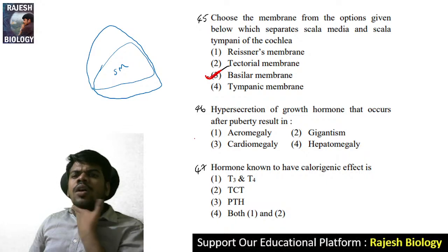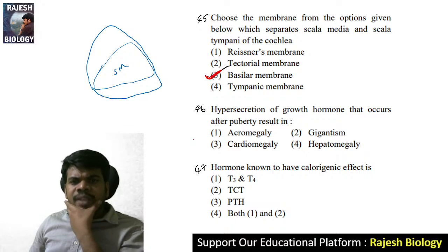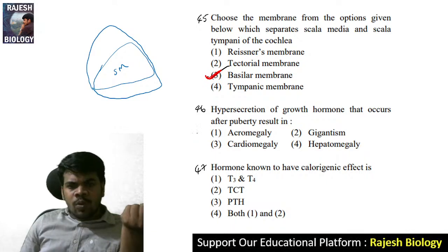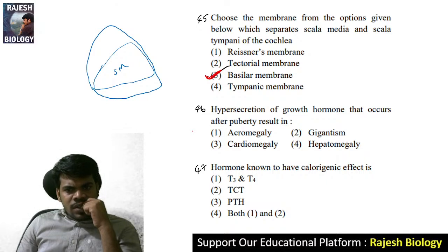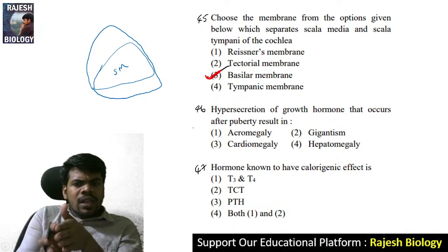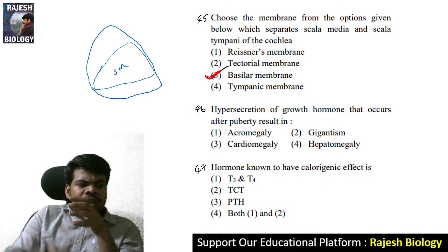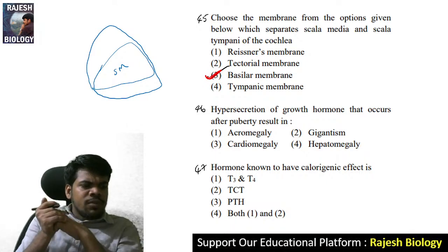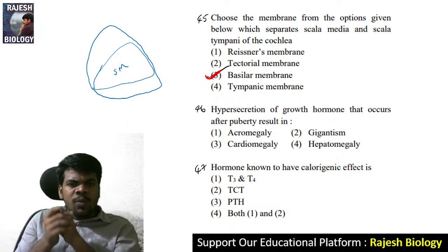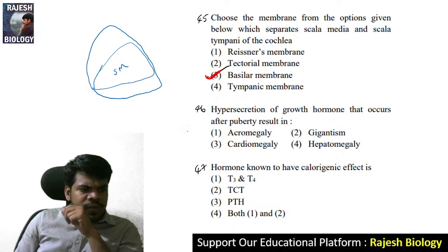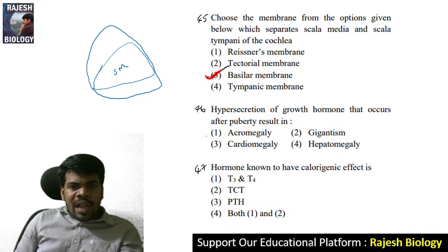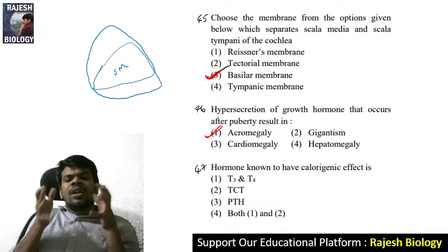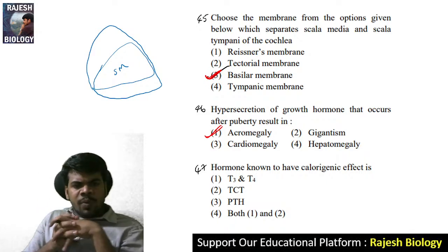Hypersecretion of growth hormone that occurs after puberty results in... If it is there before the puberty, that leads to gigantism. Before the puberty, Akshaya, but after the puberty if it is secreted more, yes, perfect. Chinnu, Gnaneshwari and Gauss: acromegaly, this gorilla type of face, acromegaly, after the puberty.